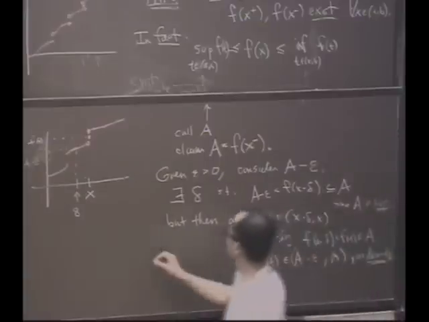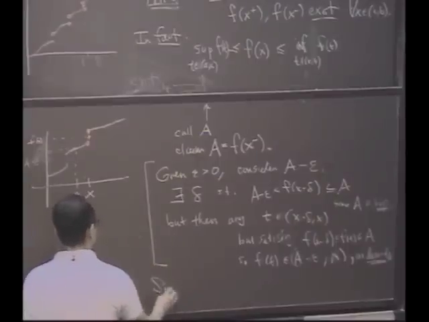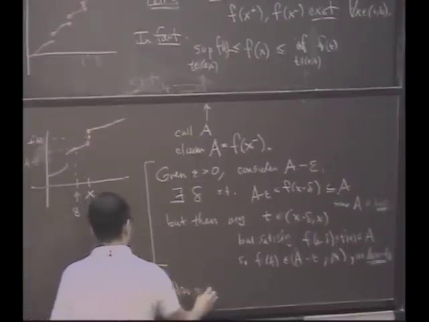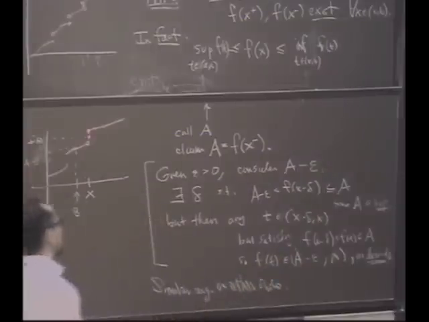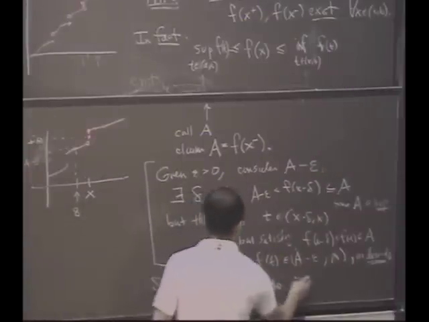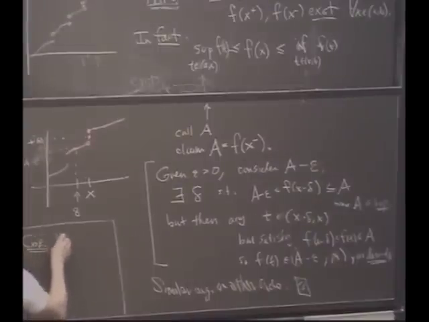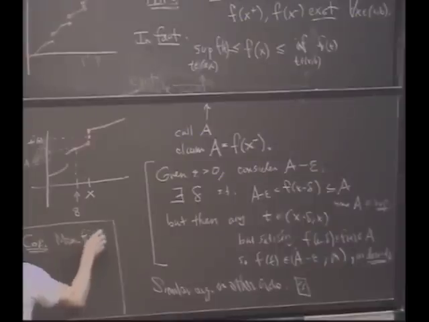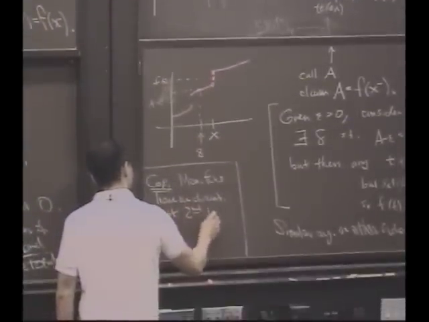Okay. So what have we shown? We've shown this claim, similar argument on the other side. Okay, so the corollary to this fact that the f sub x plus and f sub x minus exist is, in fact, that monotonic functions have no discontinuities of the second kind. Oh, really? Okay, that's interesting.